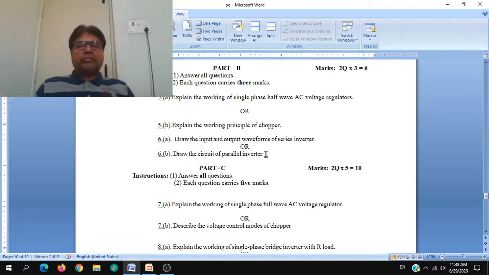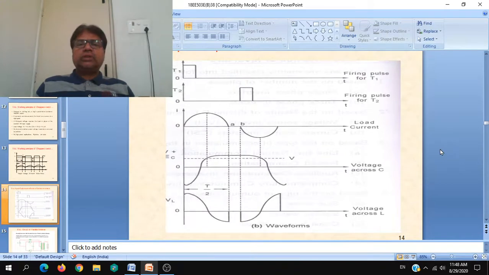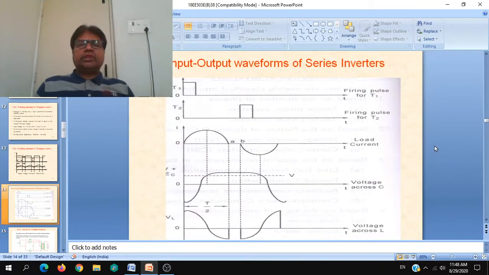Draw the circuit of parallel inverter. Just draw the circuit of parallel inverter. There is no other mention of the circuit configuration, load, all those things. So whatever circuit which can be employed for the operation of parallel inverter, that can be drawn. So this is the first question, 6A. You can answer either 6C or 6B.